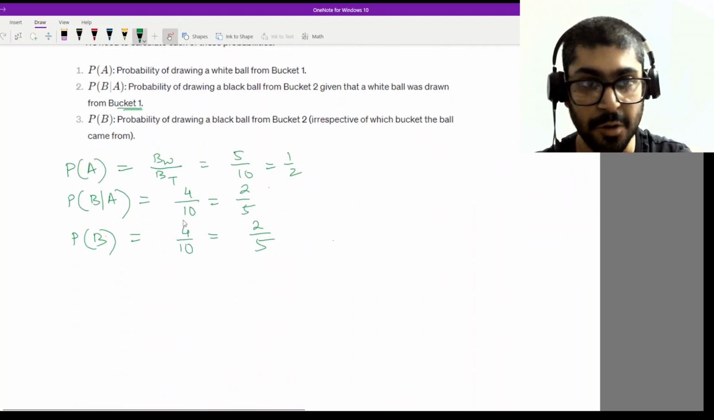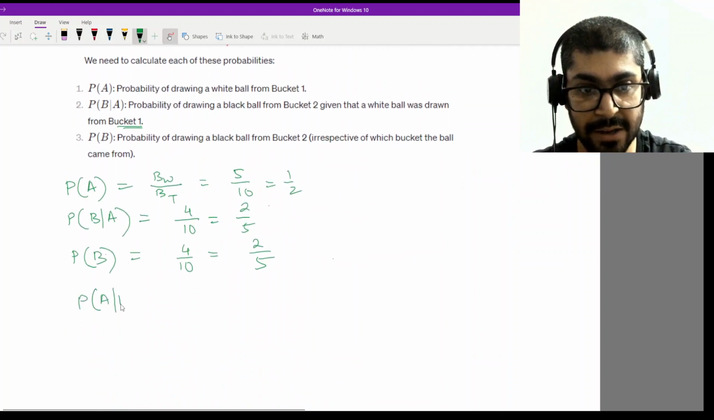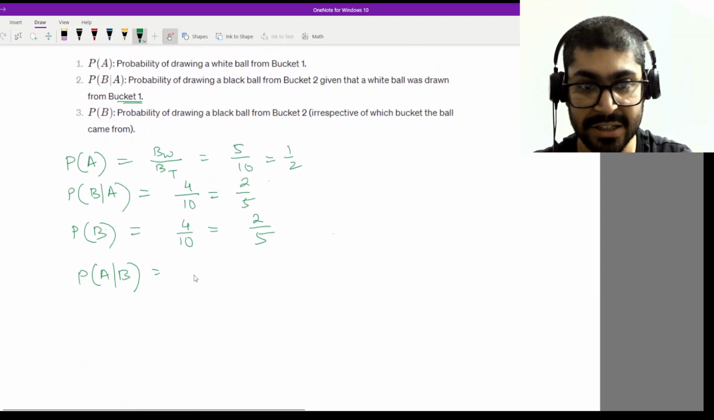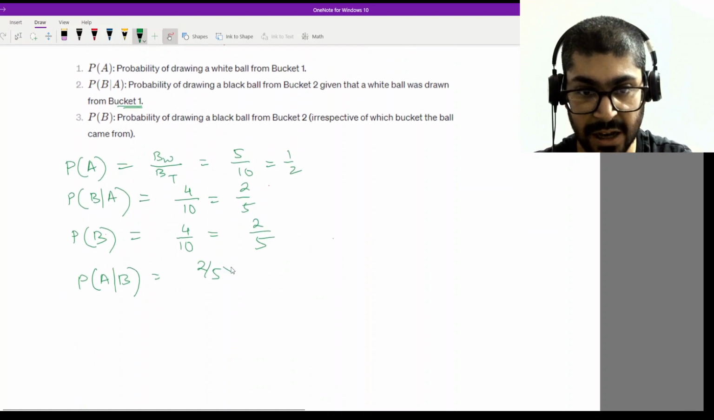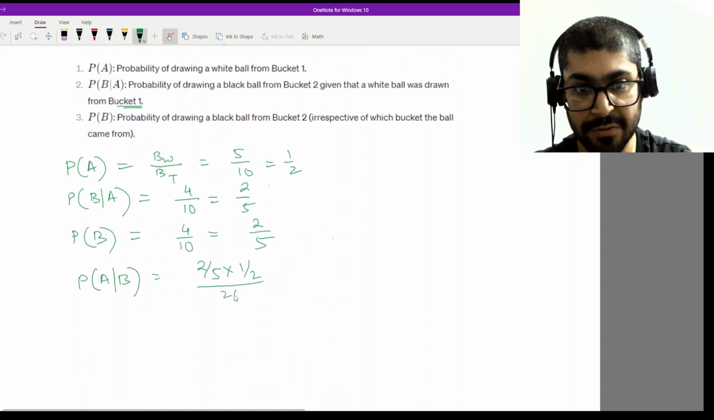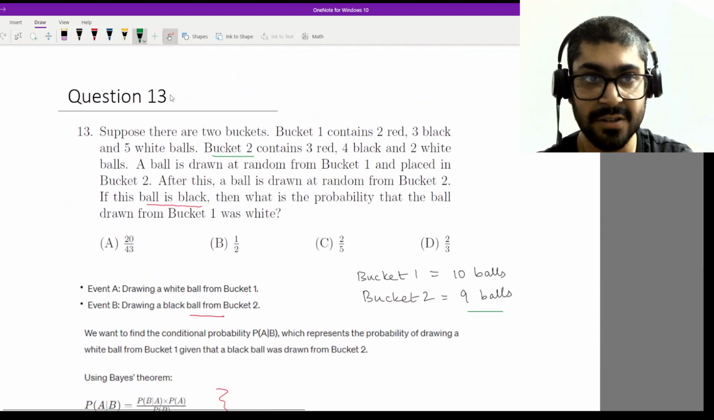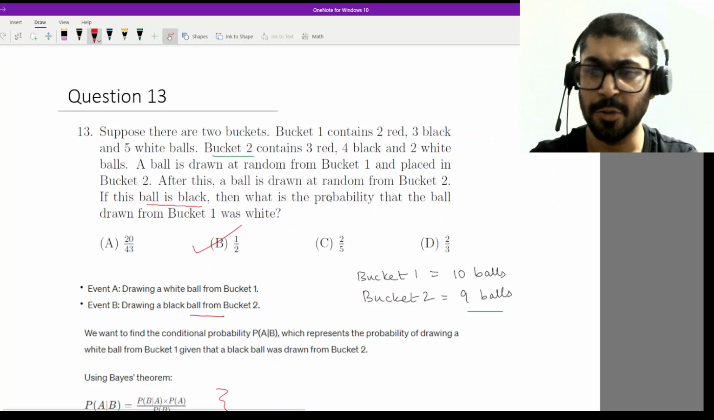Okay, so now you calculate the conditional probability. That will be P(A given B). That will be equal to P(B given A), that is 2 by 5, into P(A), which is half, divided by P(B), 2 by 5. So 2 by 5 will cancel out and you will end up with half. So the solution is option B. Okay, I hope this is clear.